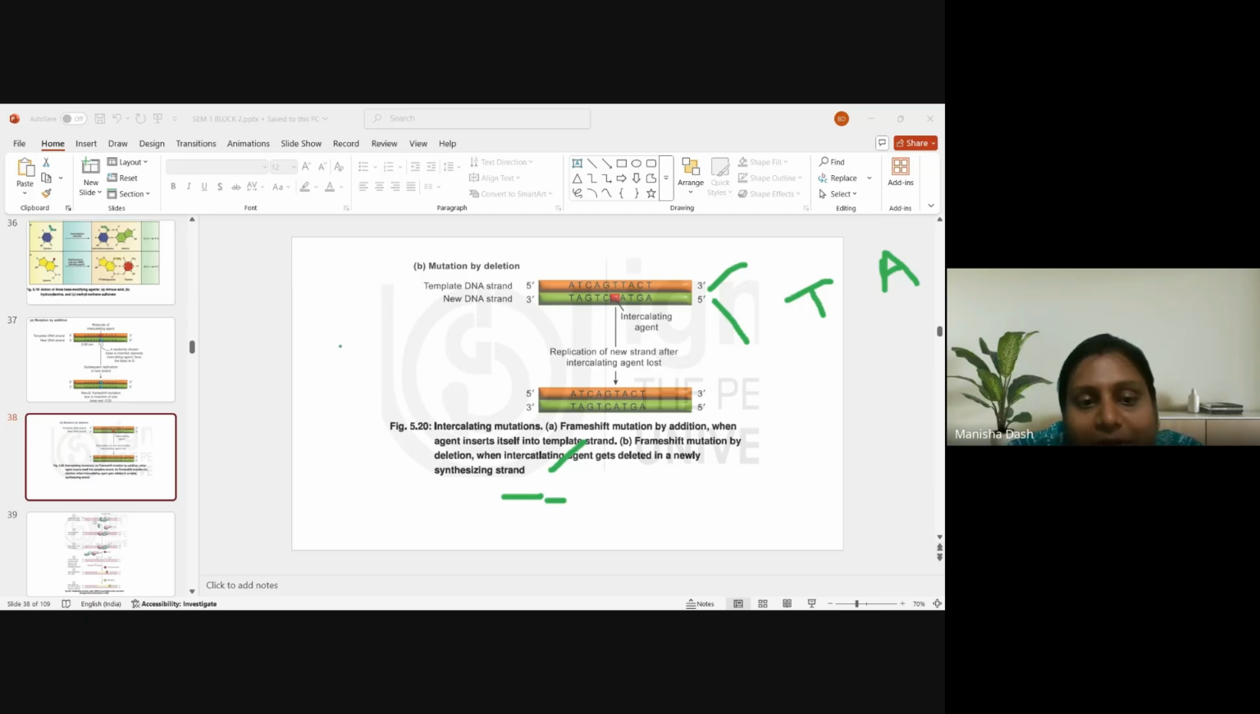So in the original sequence, what do you have? You have a T and A base pair there. But in the new sequence, as the intercalator has been removed, this pairing will be lost. So this part will be completely lost. Now you have a change in the reading frame as well, due to a deletion. In the earlier case, it was due to insertion. Now it is due to deletion. So these DNA intercalators can induce frame shift mutations.